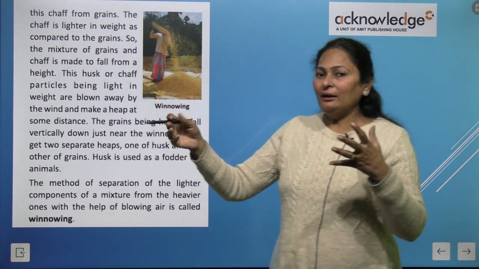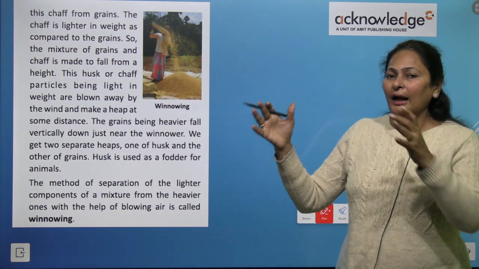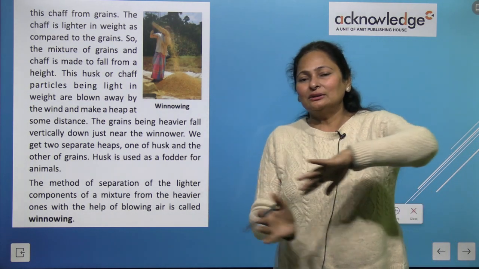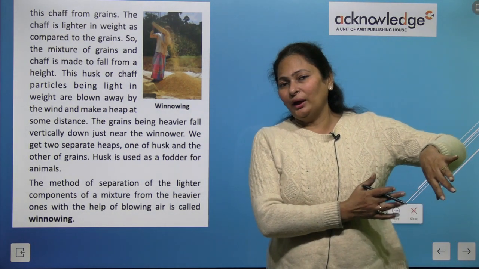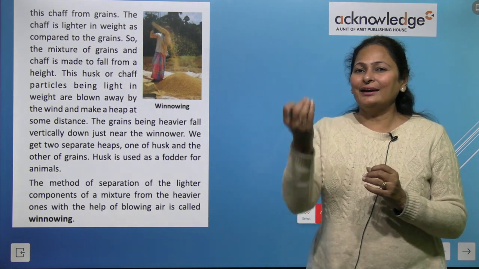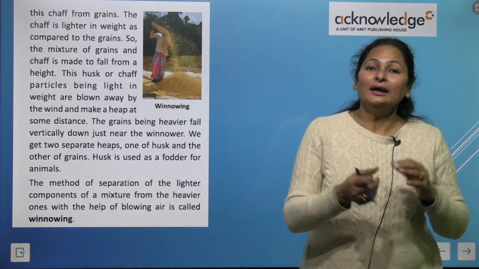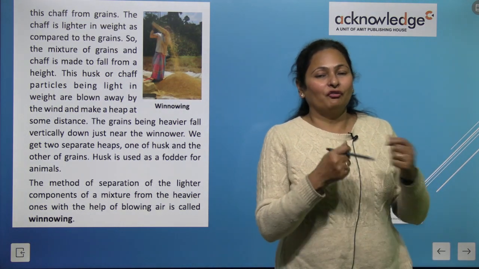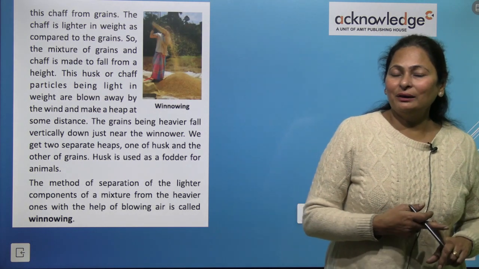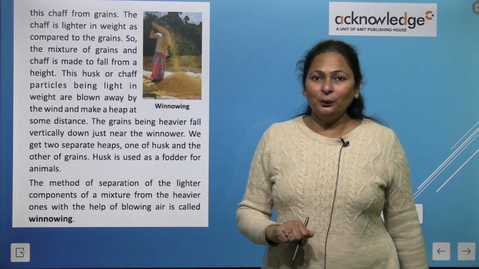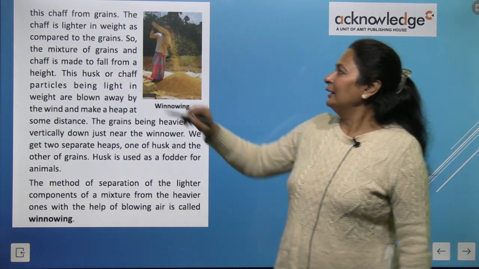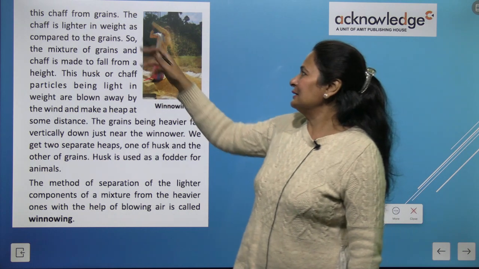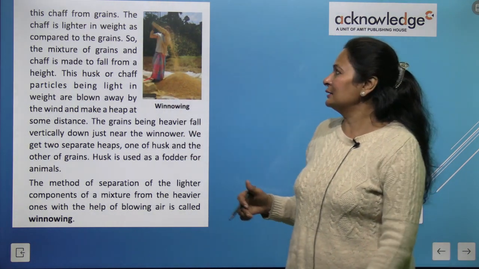The chaff and the grain, we take in a large quantity, and with the help of wind, what will happen? The husk will float away and the seed grains will fall down vertically, closer to the winnower. A person who is doing winnowing, separating husk from the grain, is a winnower. So what is he doing? Let's study. Broadly we have understood how this happens. So let's study what is written on this page.